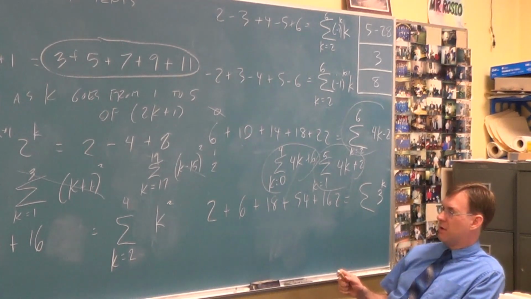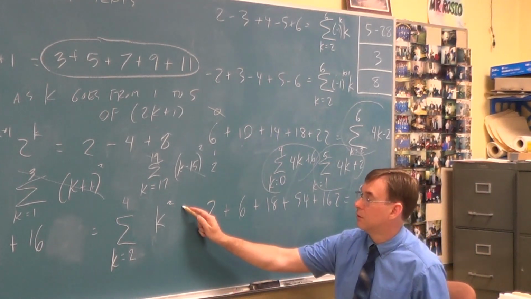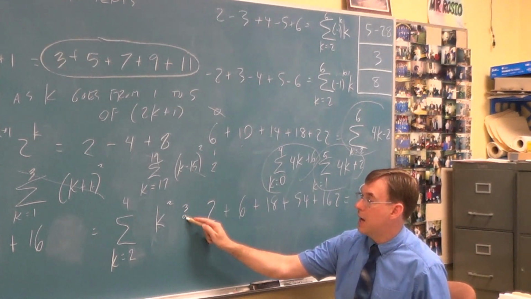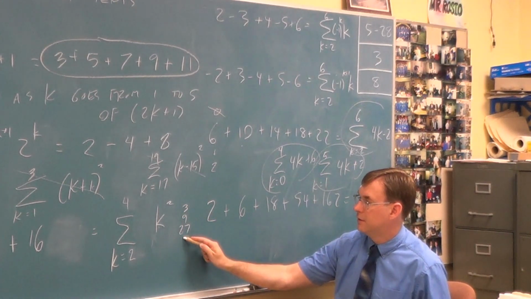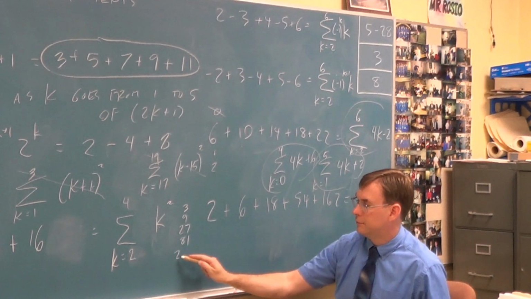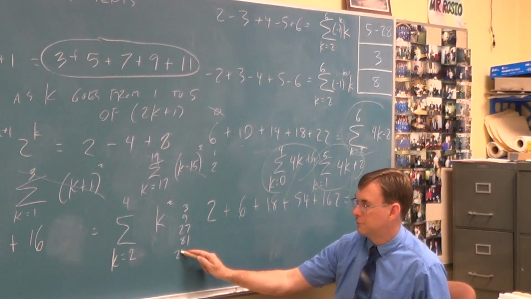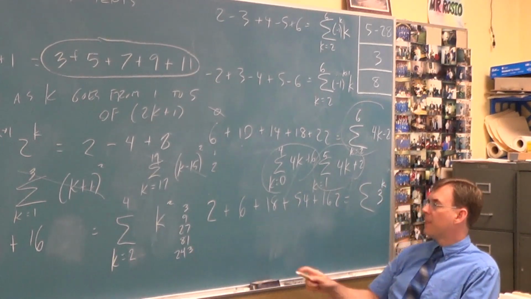What's our powers of 3? 3, 9, 27, 81, 243.